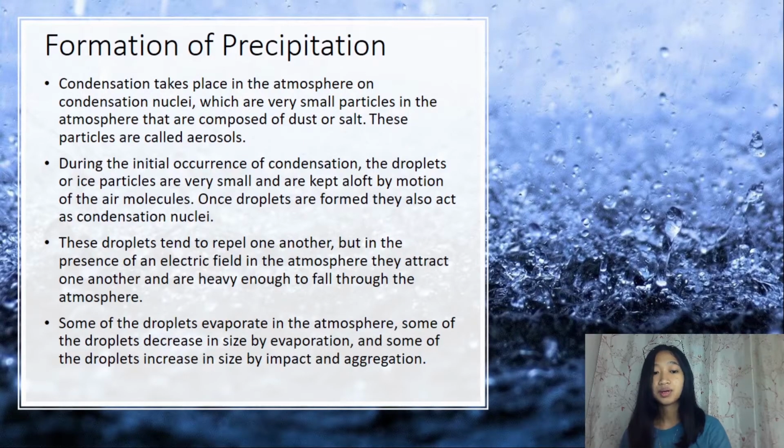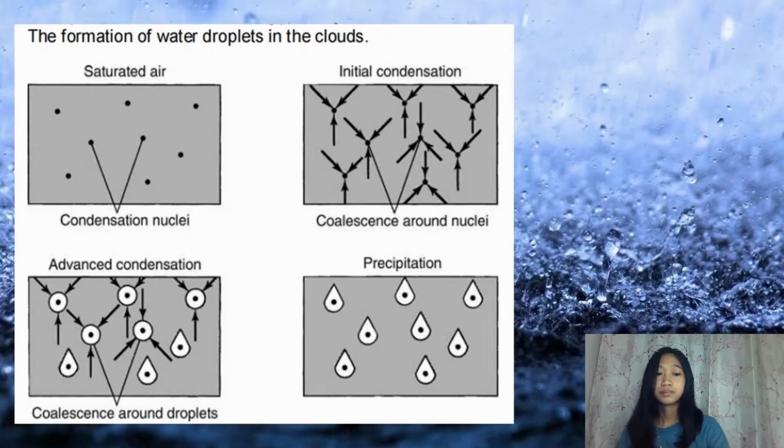Some of the droplets evaporate in the atmosphere. Some of the droplets decrease in size by evaporation, and some increase in size by impact and aggregation, meaning there are factors that could change the size of water droplets. So this is the presentation of the formation of water droplets in the clouds. First is the saturated air wherein the condensation nuclei is present. Next is the initial condensation where the particles join together. And then the advanced condensation where there's coalescence around droplets and they grow and grow and then go through the precipitation process.